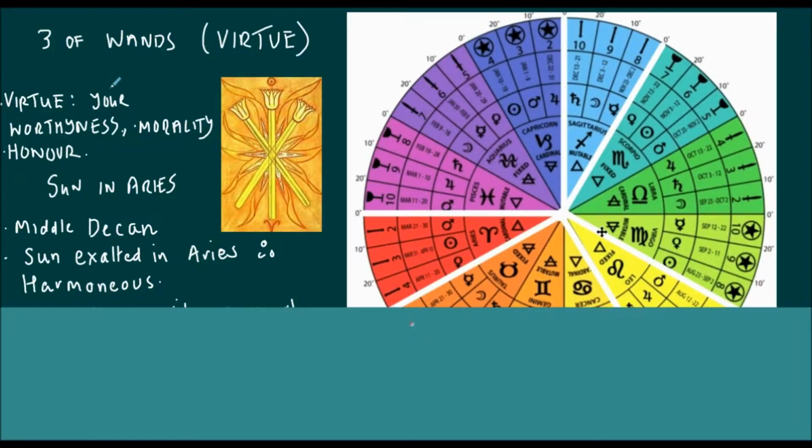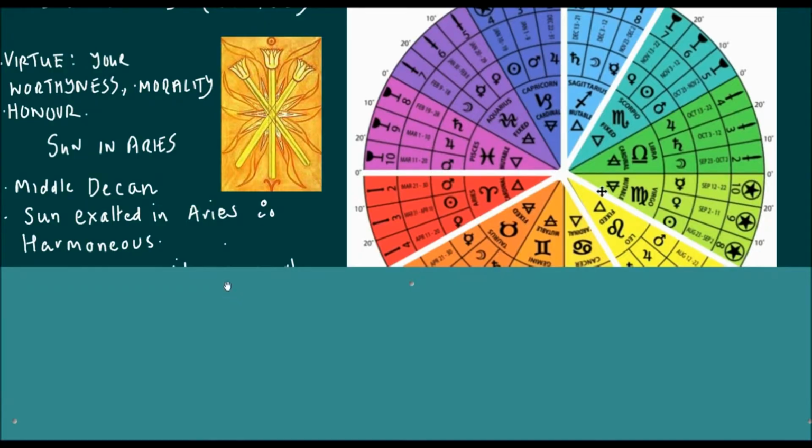first of all, I've just said by virtue we mean our worthiness, to do with morality and honour, our goodliness, our sense of worth. And the Sun in Aries, well, the Sun is exalted in Aries, which means it feels very at home in this particular zodiac sign. So we've got a harmonious relationship.